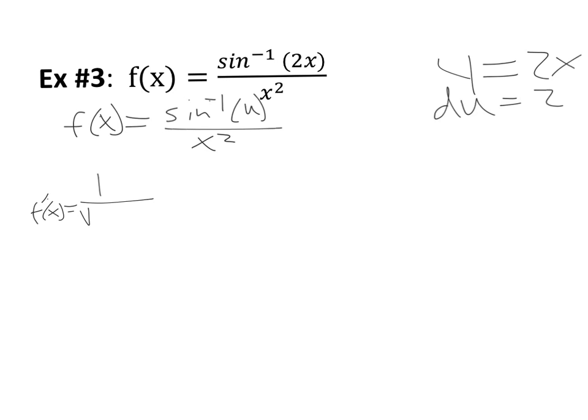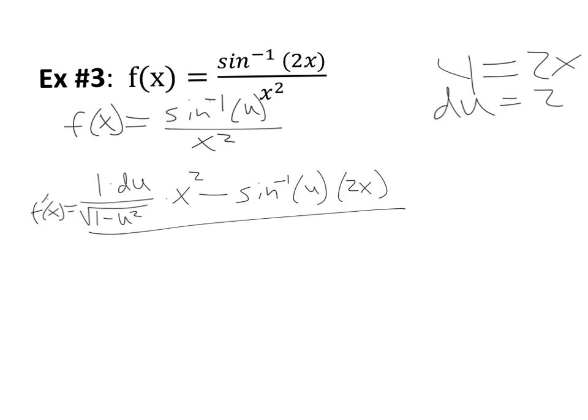1 over the square root of 1 minus u squared, and then I can just times by du on top. So that's just the derivative of the top, though, remember? That's the derivative of the top times the bottom, which is x squared, minus the top times the derivative of the bottom, which is 2x, all over the bottom squared, and x squared squared would be x to the 4th. Okay, it's a little nasty.